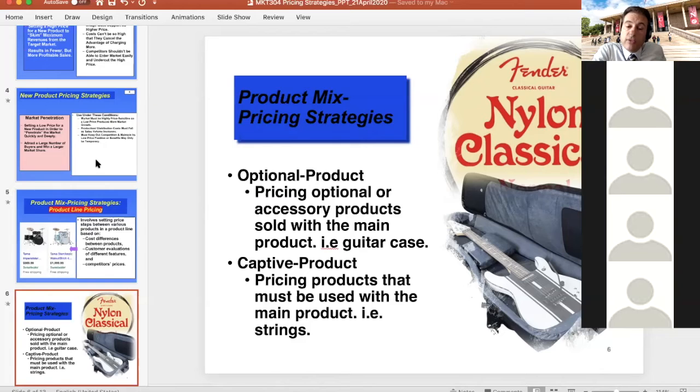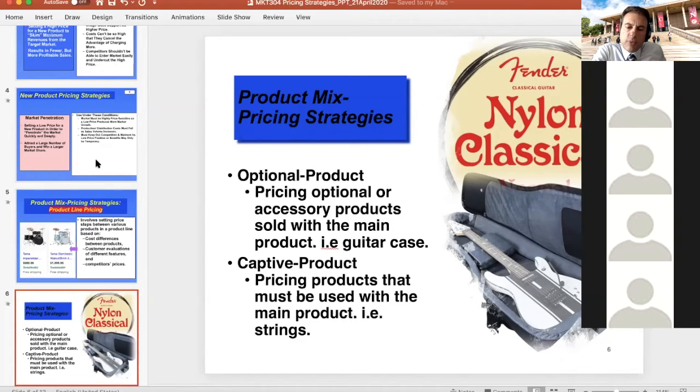Captive product pricing will be like the strings that you're using for the guitar, or maybe the amplifier that you will use with the guitar, where you will be making a smaller margin. Let's say you sell the guitar $250, but of $250, even though that's a big amount, you only make 12%. Whereas the case, which you sell $50, you make 25%. So in that situation, there is a different motivation behind the margins, depending if it's an option or if it's captive.